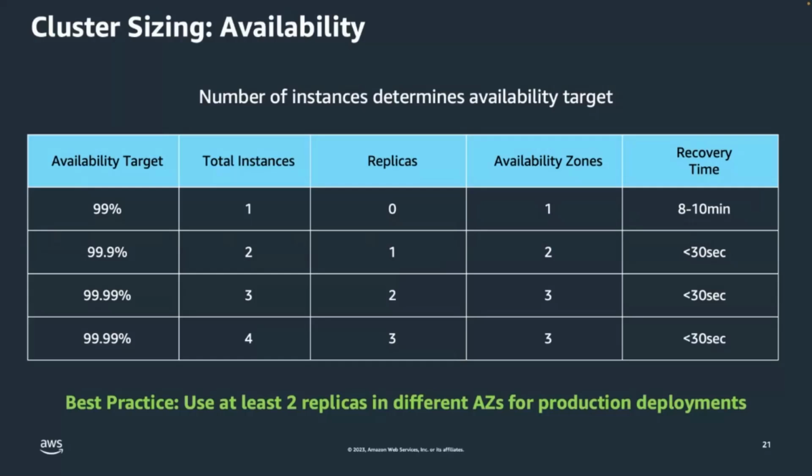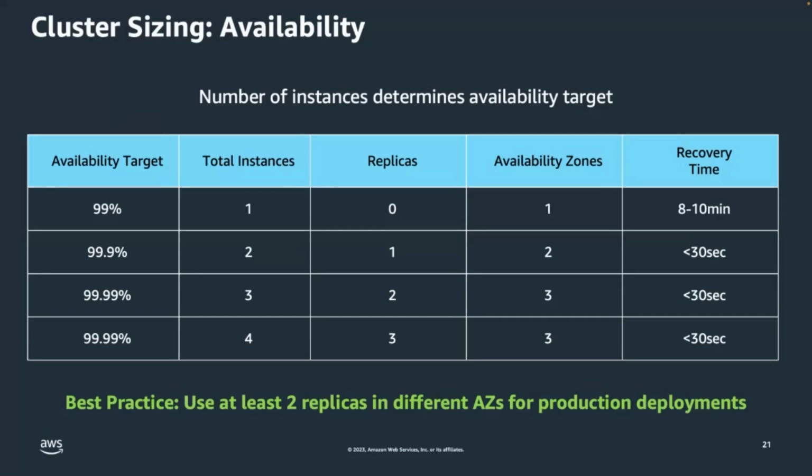But in production, you may say, I want 3 nines of availability. So you can go with 2 instances, where you will have one primary instance and a read replica distributed across 2 different availability zones. In this case, if the primary goes down, the replica will be promoted to primary in less than 30 seconds. So that's your recovery time. And if you want 4 nines of availability, then you can go up to 3 instances. With 3 instances, you get 4 nines of availability. Basically, your configuration is going to be one primary and 2 read replicas distributed across 3 different availability zones.